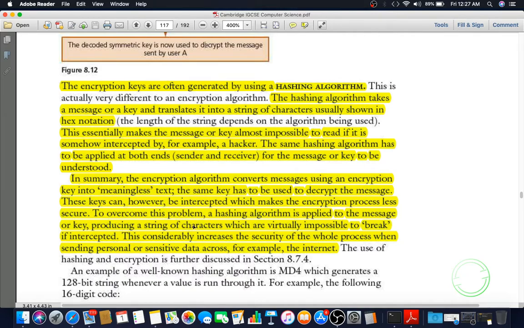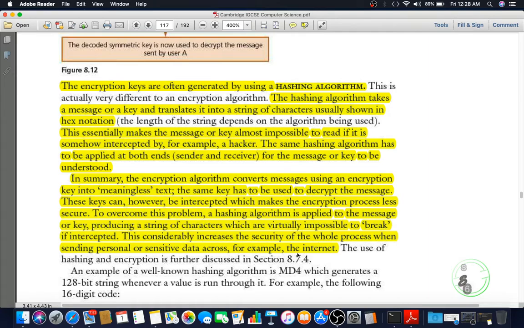To overcome this problem, a hashing algorithm is applied to the message or key, producing a string of characters which are virtually impossible to break if intercepted. This considerably increases the security of the whole process when sending personal or sensitive data across, for example, the internet. So the hashing algorithm, we learned, is a more secure method.